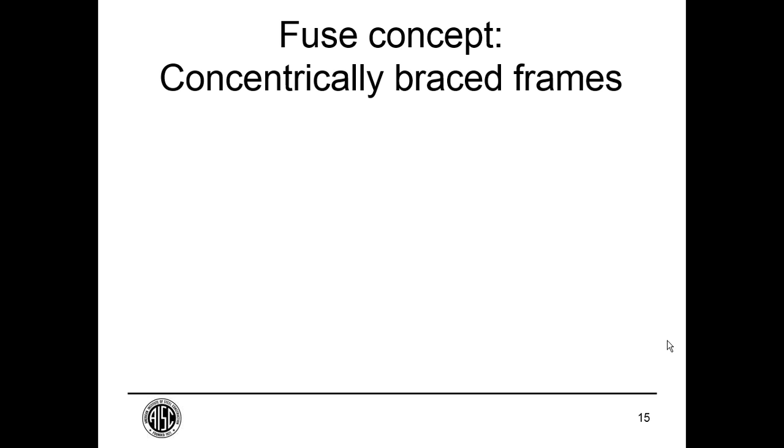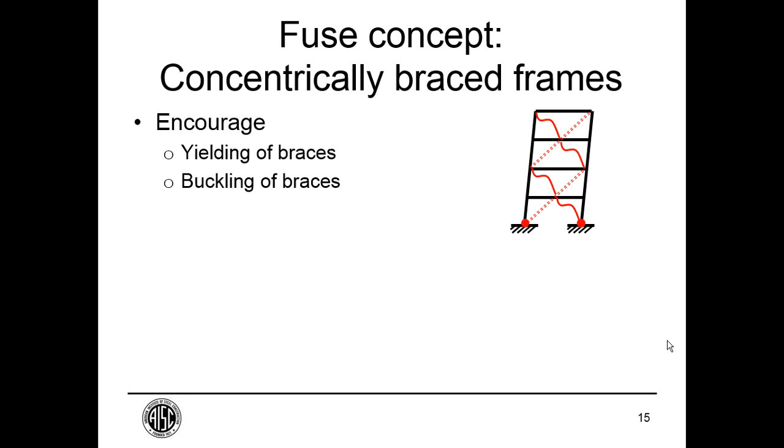So to complete that fuse concept, let's look for a moment at a concentrically braced frame. As I said, the fuses in this system are the braces. They will buckle or yield, and that's the sort of yielding that we encourage in the frame. So here's the desired mechanism, with the braces being the fuses, and here's the rest of the system leaning on to our lateral system. That's a gravity column and some collector beams.